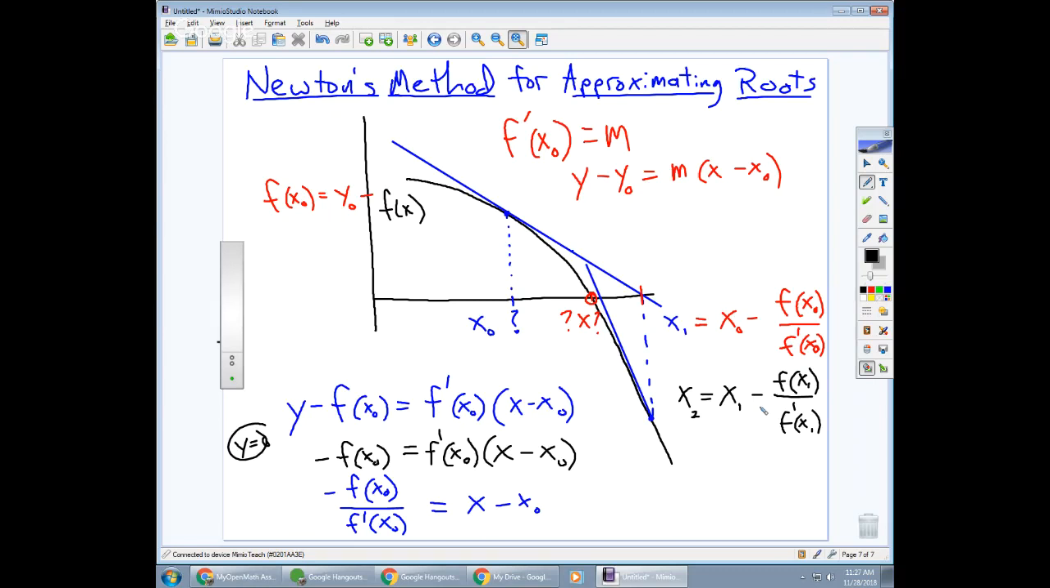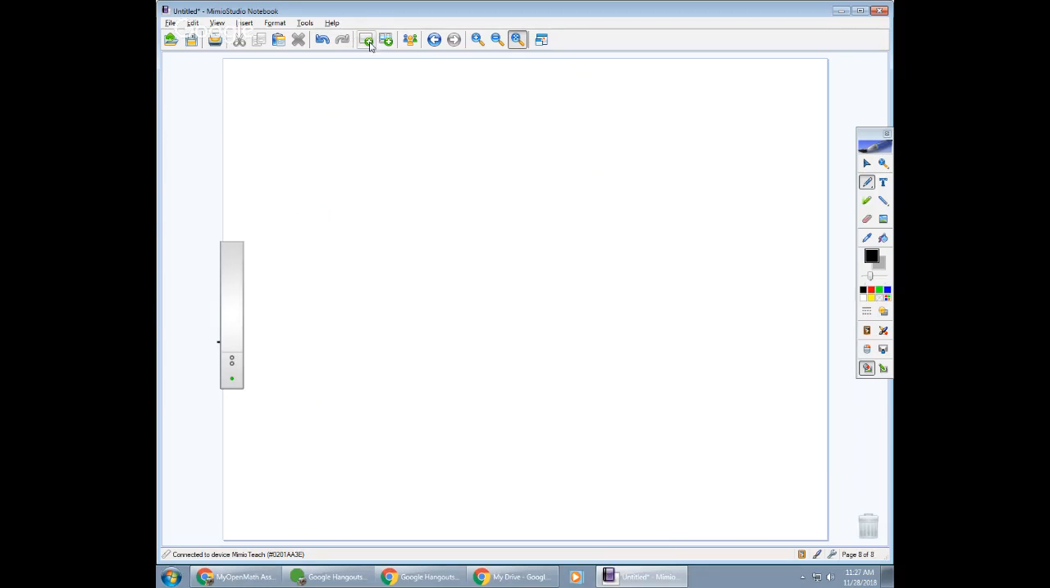Okay? All right, so we're going to test this on a function that we know the answer to, to see how it does. So f of x is equal to x squared minus 2 is the function we're going to apply it to. And I claim we know the answer to this, right? Because if we set this equal to 0, x squared minus 2 equals 0, x squared equals 2, so x is plus or minus the square root of 2. So we're going to use Newton's method to approximate the square root of 2.